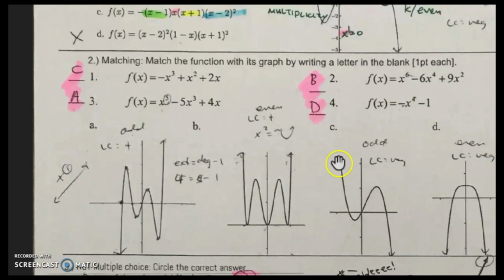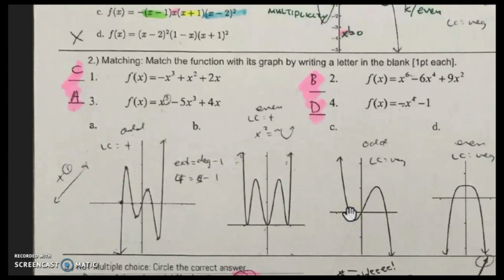Graph C, I have starting up, ending down. That is an odd. Leading coefficient negative. That would be choice equation number 1, so 1C. Again, you can also tell by the extrema 1, 2, so that would be the degree minus 1 equals the extrema, so this one. And then you can also do it by the x-intercepts.